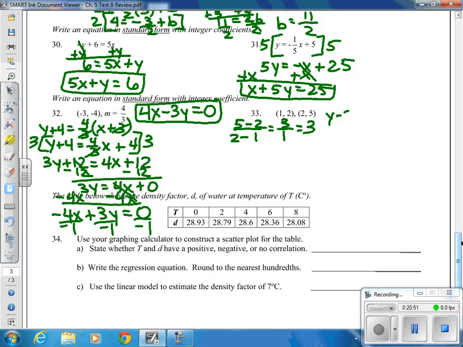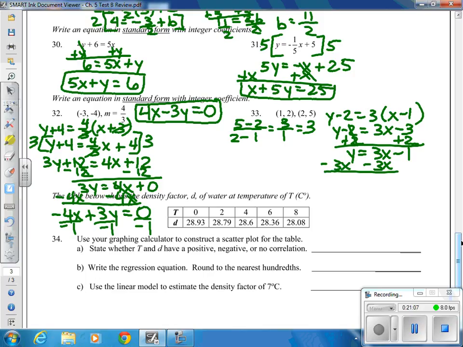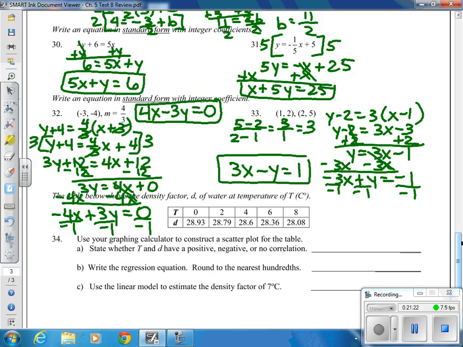So y minus 2 equals 3 times x minus 1. This is y minus 2 equals 3x minus 3. Add the 2 over. So now you've got y equals 3x minus 1. Subtract your 3x over. So now you've got negative 3x plus y equals negative 1. You can't have a negative A, so divide everybody by negative 1. And your final answer should be positive 3x minus y equals positive 1. And that's standard form for those 2 points that you started with.